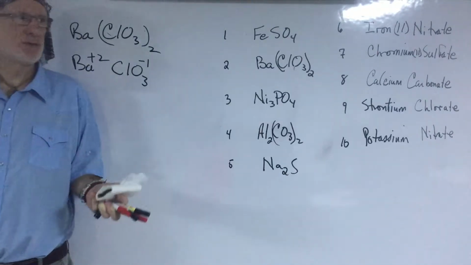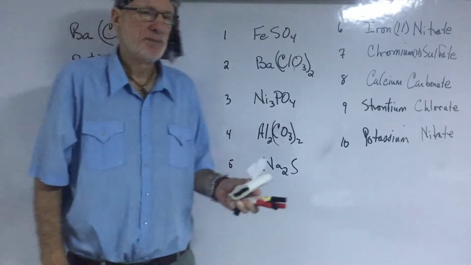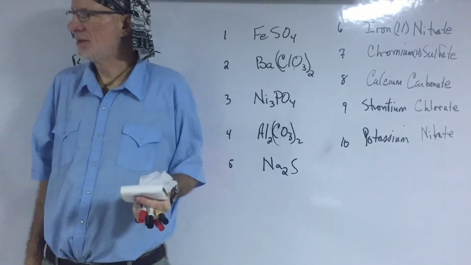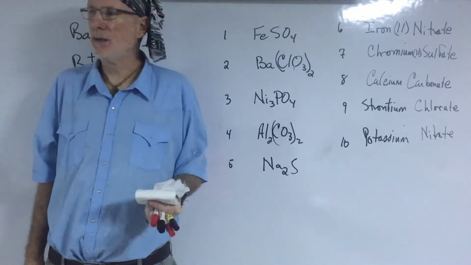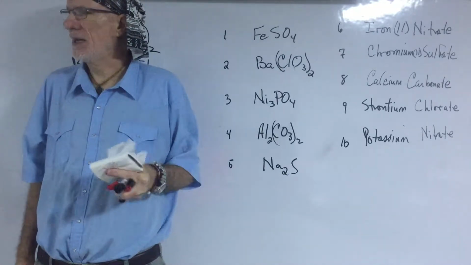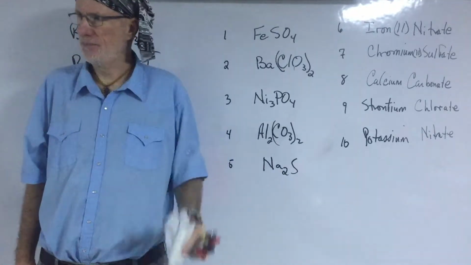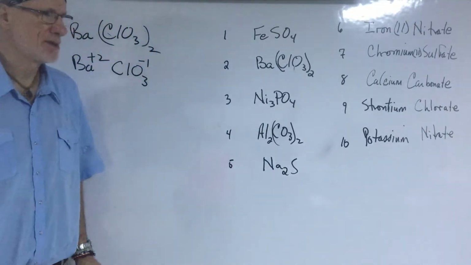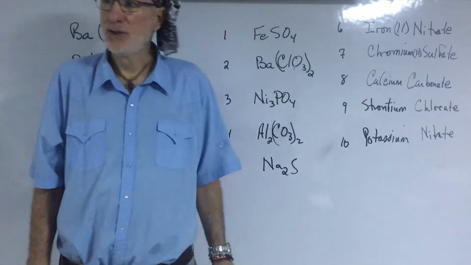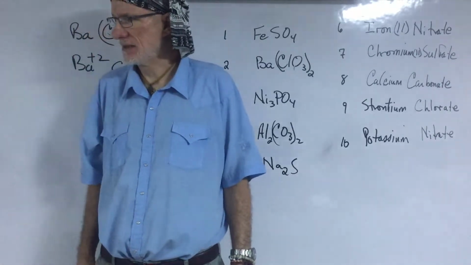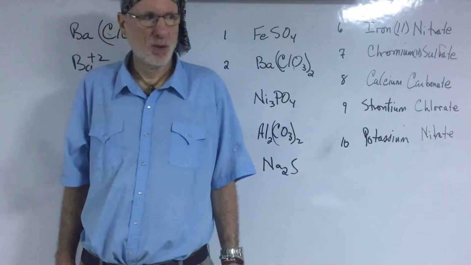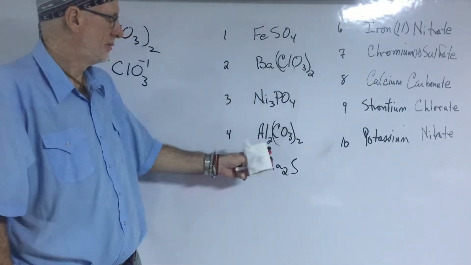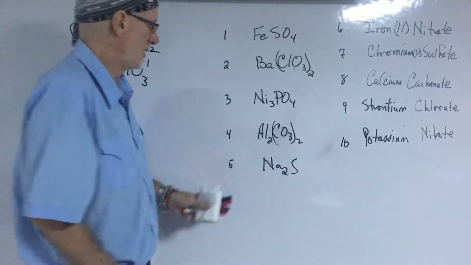Parentheses are used, write this down if you have to, to indicate the presence of 2 or more polyatomic ions only. That's why you use parentheses. You only use parentheses when you have to indicate the presence of 2 or more polyatomic ions. There's 2 of them here. There's 2 here. This is wrong.